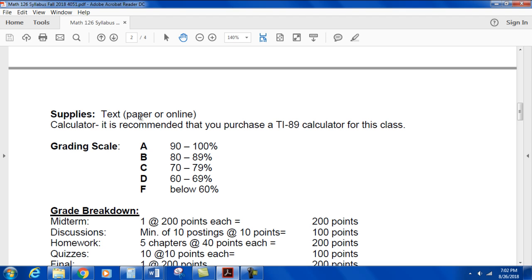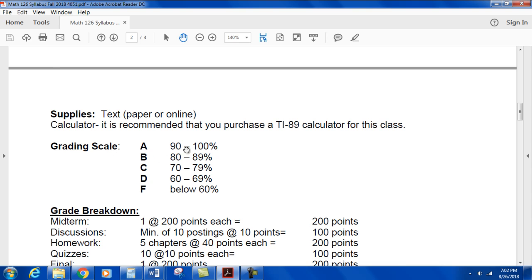Supplies: a text, either a paper or online version. Calculator: it is recommended that you purchase the TI-89 calculator for the class. Now I'm going to say that with a caveat: 84s and 83s work just fine, and I know some faculty do not allow the 89 to be used when you get to calculus. Some people don't let that. I like the TI-89. I think it helps to extend the learning. Some people are just kind of worried that people are going to use it to cheat instead. Of course, that's why I make you show your work.